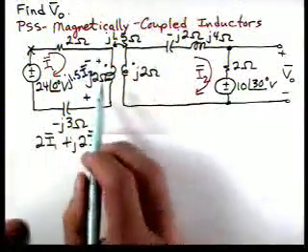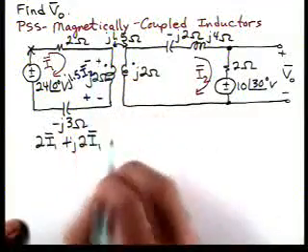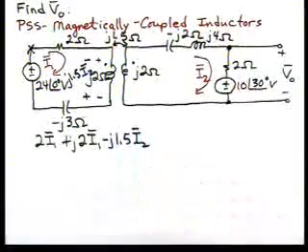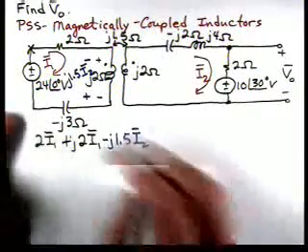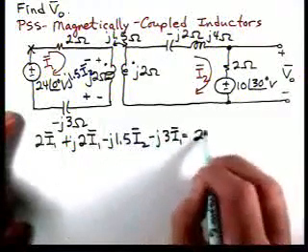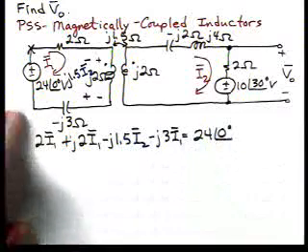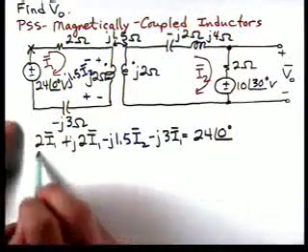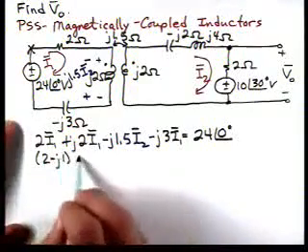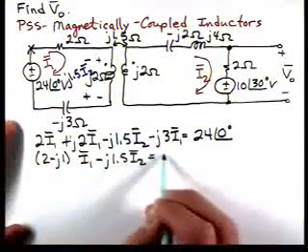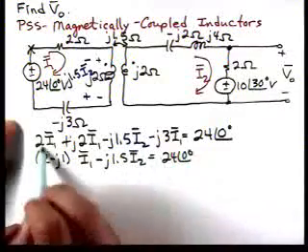And notice this has this polarity, this one has the opposite polarity, so we have minus j1.5 I2. Then as we come on around, we have minus j3I1, and that's equal to 24. And if we simplify our equation, then we have 2 minus j1 I1 minus j1.5 I2 equal 24 at an angle of 0.